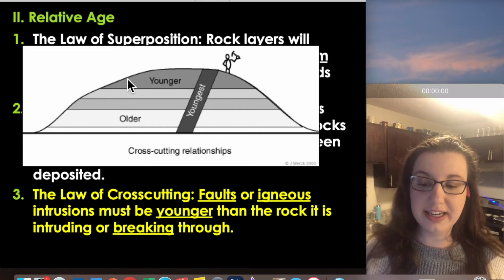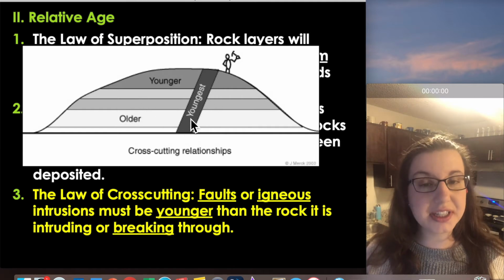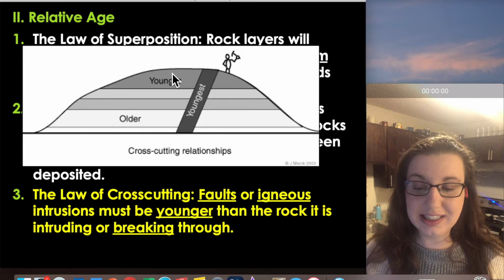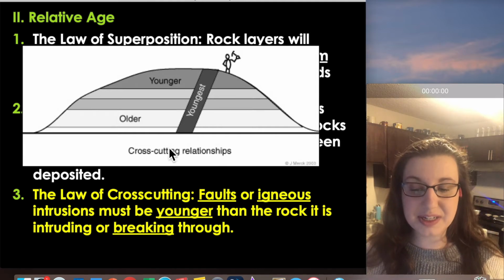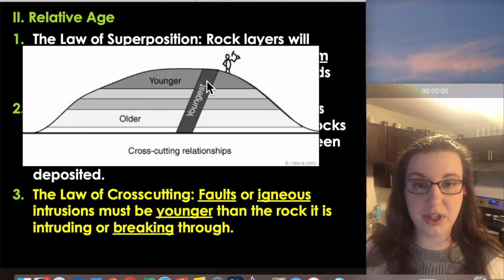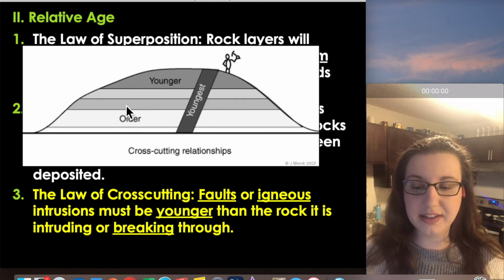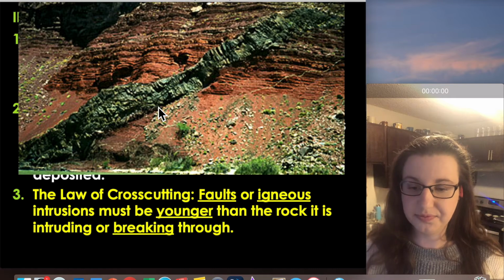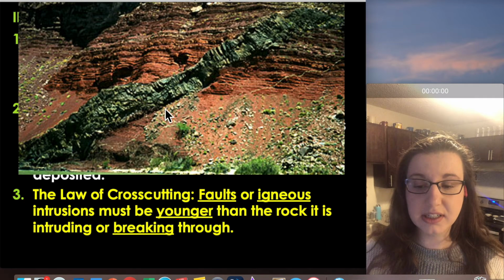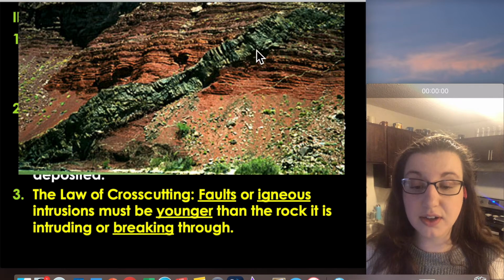So if we have these layers, because of superposition, we know this is oldest, this is youngest, and because this, even though it looks like a tilted layer, clearly does not match anything around it, we know that this is an intrusion. This is something that has been cross-cut through all the layers. This is younger or newer than everything else it cuts through. So you can't cut through something that hasn't happened yet. So you can see here, this is a fault that goes through the layers. So this is cross-cutting, and so it's newer than all this stuff that it's cutting through.